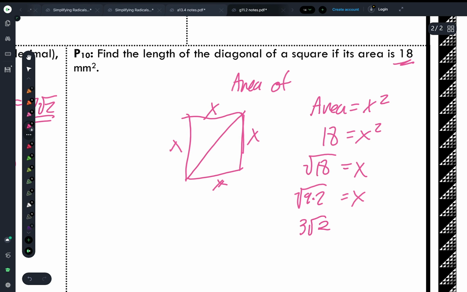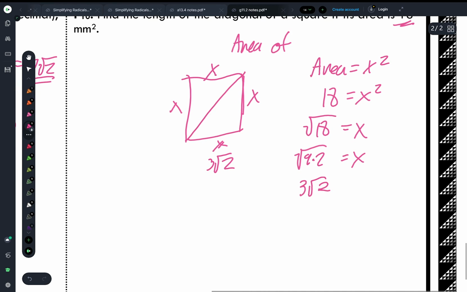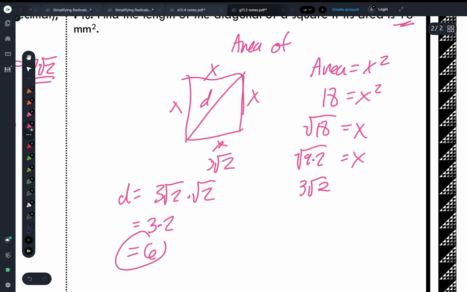And then to find the diagonal now, you multiply this by the square root of 2. So call this d, equal to 3 square root of 2 times the square root of 2. Remember when you multiply the same square root twice, it gets rid of the square root, so then we have 3 times 2, which is 6, I guess millimeters would be my unit.